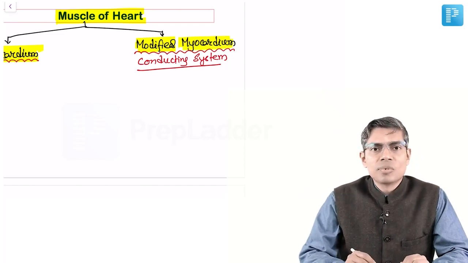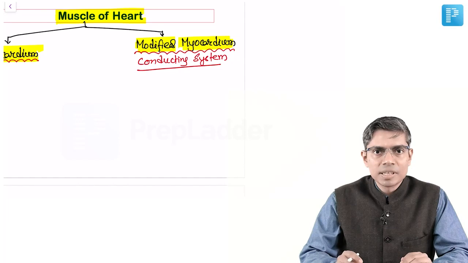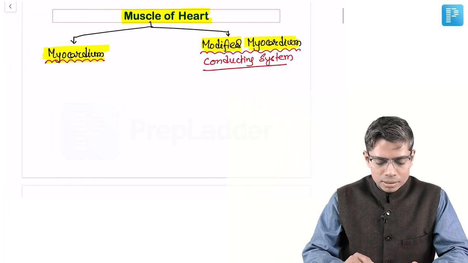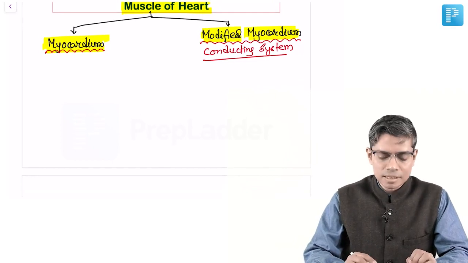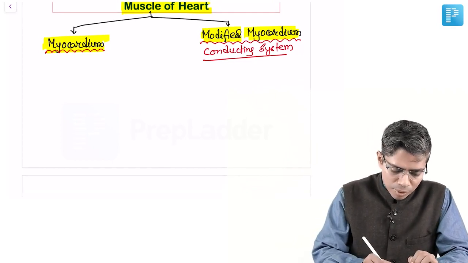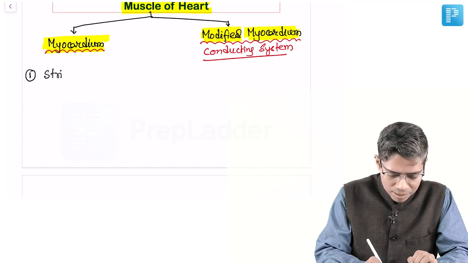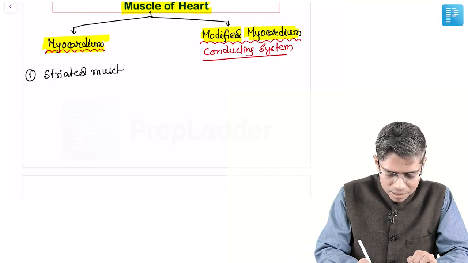So why is it known as modified? What kind of modification is happening? To understand that, first of all, we have to look at what are the features of normal myocardium. So number one, normal myocardium is a striated muscle. We all know this point. So it is a striated muscle.